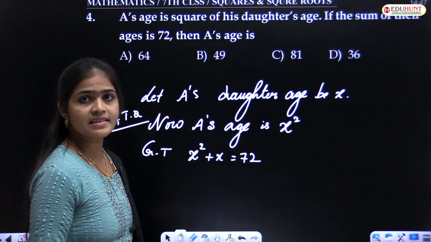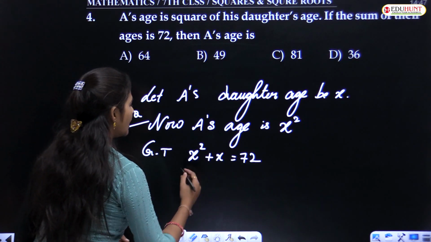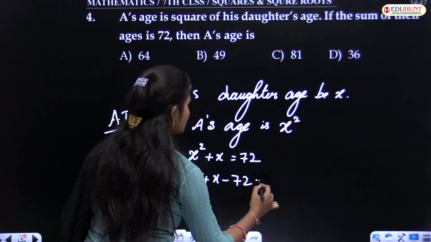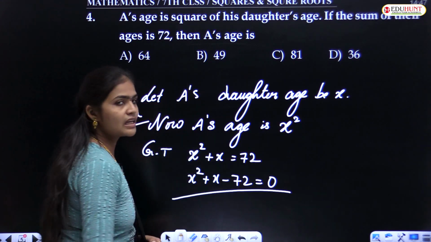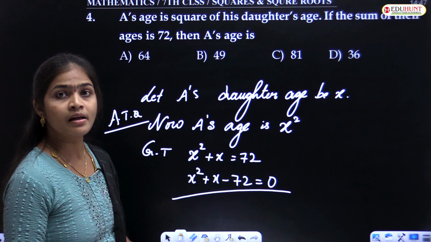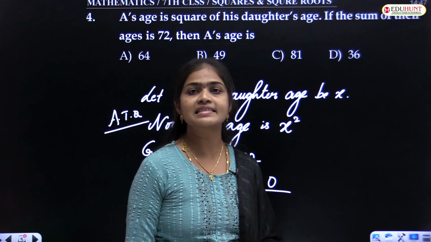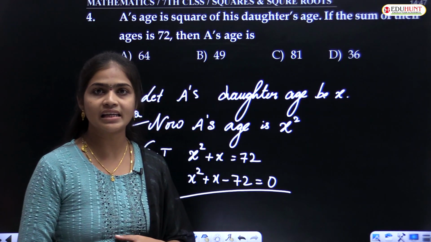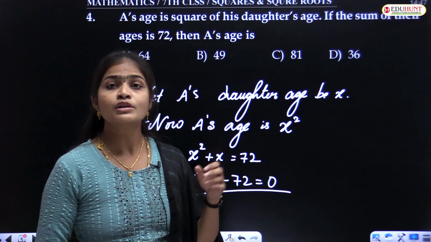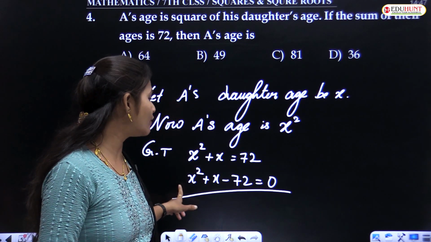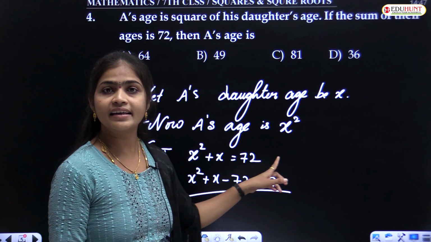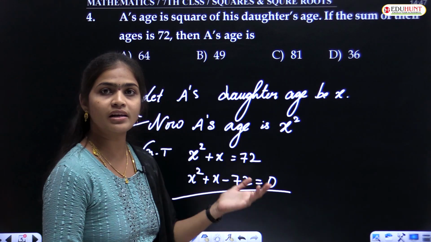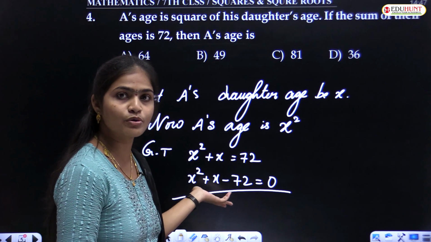x square plus x is equal to 72. Now x square plus x minus 72 is equal to 0. Here you can observe one of the equations, but we still didn't discuss it. In the next concept we will discuss these equations. This equation is called a quadratic equation.